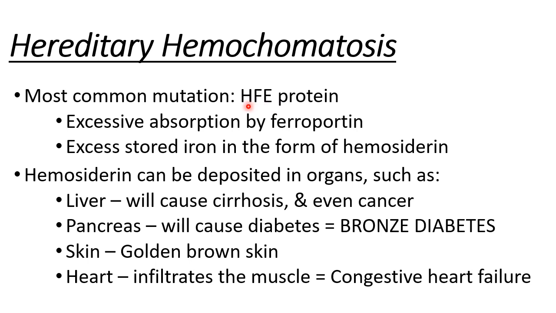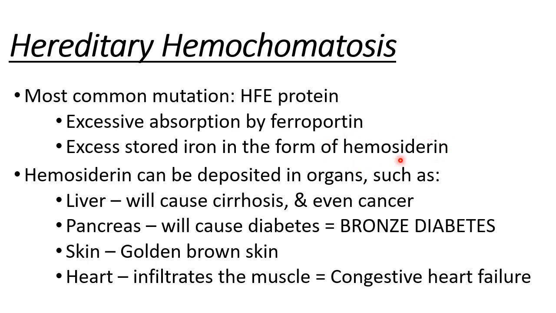So, ano nangyayari kapag mayroon kang mutation in HFE protein? Number one, there's an excessive absorption by your ferroportin. Naalala niyo si ferroportin, saan makikita ito? Sa duodenum, kasi siya yung may role in iron absorption. And then next, there is an excess stored iron in the form of hemosiderin. Diba ang storage natin is either ferritin and hemosiderin. So, kapag may HFE protein mutation, halos lahat ng iron mo nako-convert into this type of storage form.